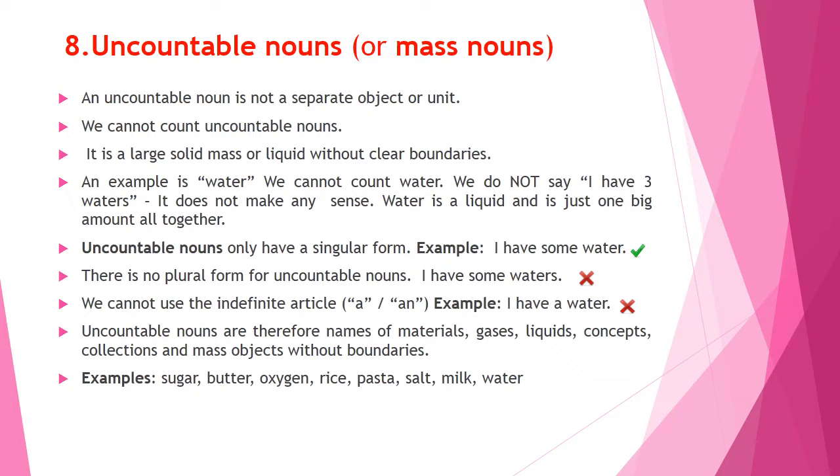Uncountable nouns are therefore names of materials, gases, liquids, concepts, collections and mass objects without boundaries. For example, sugar, butter, oxygen, rice, pasta, salt, milk and water.